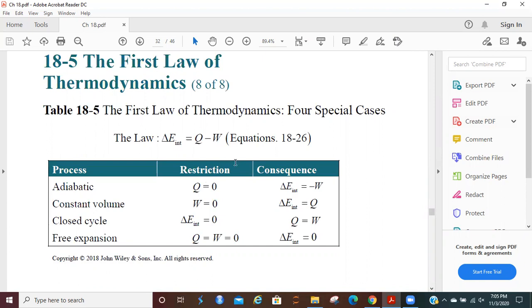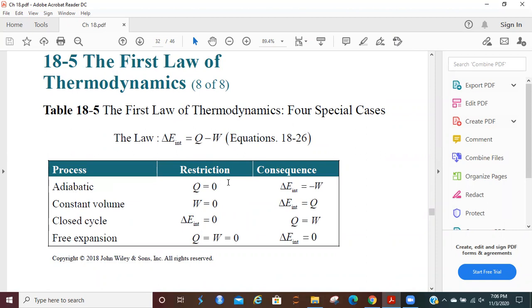So we have four special cases here. And again, this is the first law of thermodynamics. We have a process here. We'll go through all four of these. The first process here is considered adiabatic. And what that means is, it's a fancy word saying that there is no heat exchange between the system and an environment. So Q is equal to 0.